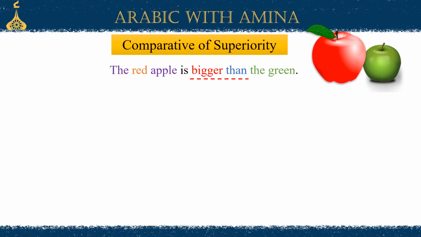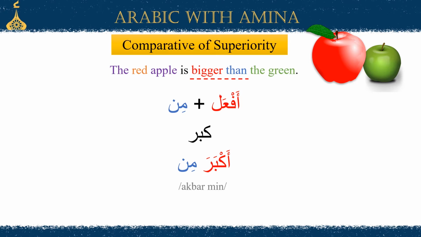In Arabic, we will take our adjective and have it in the form of أفعل, and then we will follow it by the word min, which means than. So if we want to say bigger than, the root of bigger is كبر, and we are going to put it in the form of أفعل, which means we are going to add alif to the beginning of it. أكبر, and then we are including than, min. So أكبر من means bigger than.